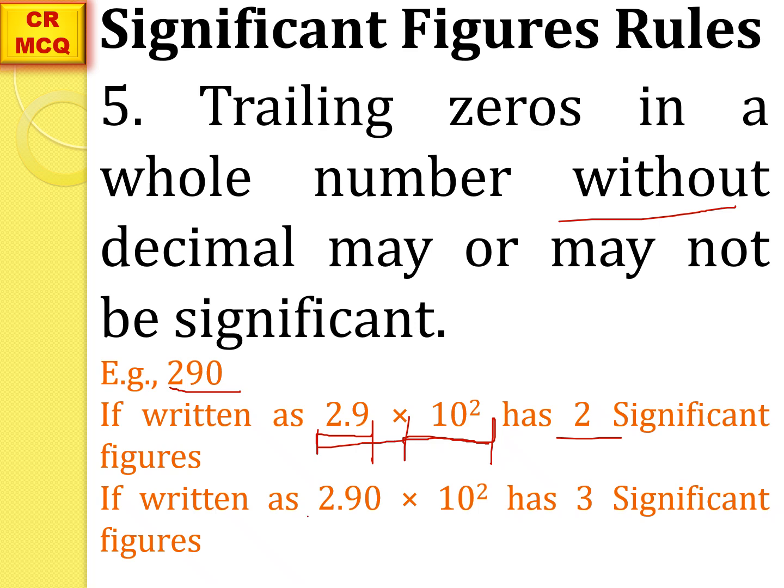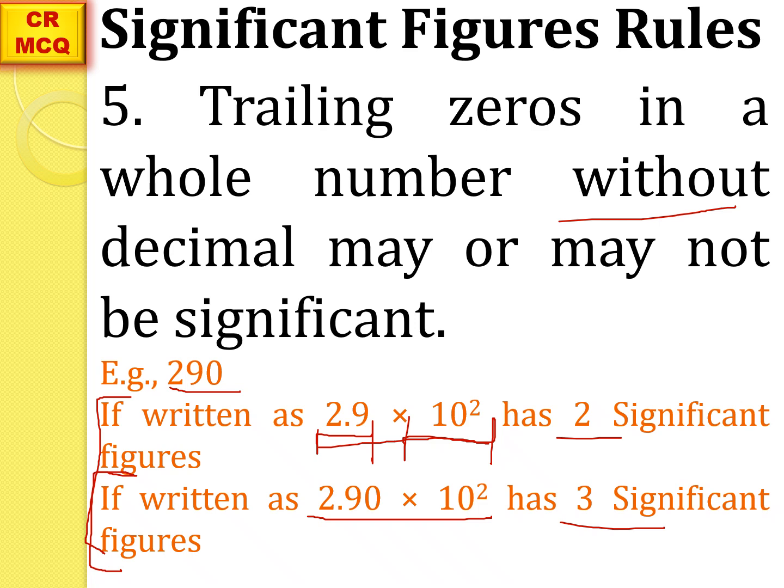Whereas if it is written as 2.90 into 10 raised to power 2, here the 0 in 2.90 written after a non-zero digit is a trailing zero, so it is considered as a significant figure. So overall in this case, 2.90 has 3 significant figures. Now if you compare both these values, one can say that the second one represents more accuracy in the measurement, because it is giving you the answer up to 2 decimal points.